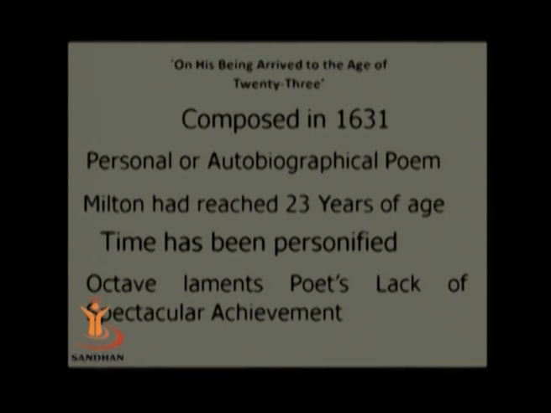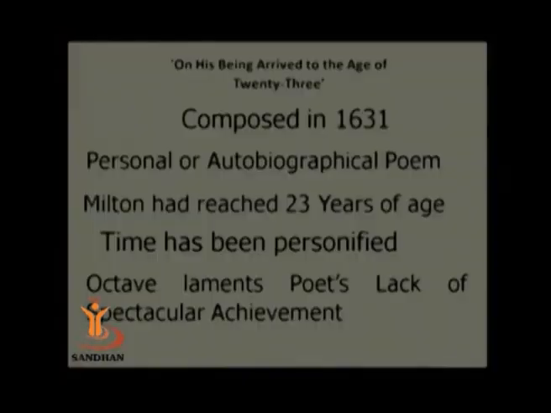The octave, that is the first 8 lines, laments the poet's lack of spectacular achievement. Not that Milton had not achieved anything, but Milton thinks that he had not achieved enough in comparison to the other companions or the other poets who might have achieved more than him when they had reached that age. So it's a comparative sort of analysis where Milton thinks that he has much to achieve as yet. As we know, Milton was a very prolific writer.